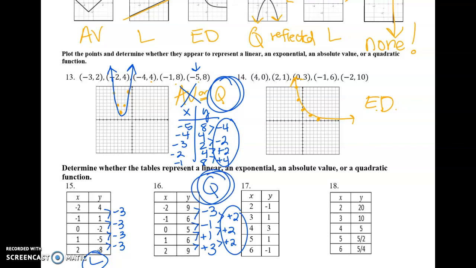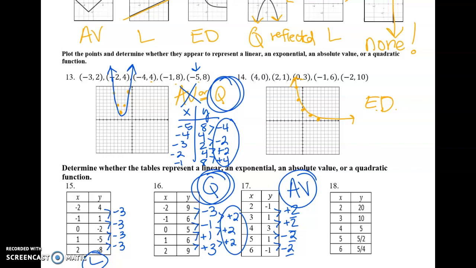Let's look at 17. Negative 1 to 1 is plus 2. 1 to 3 is plus 2. 3 to 1 is minus 2. 1 to negative 1 is minus 2. So I have 2 positives, 2 negatives. All 4 numbers are 2, so this is an absolute value function.